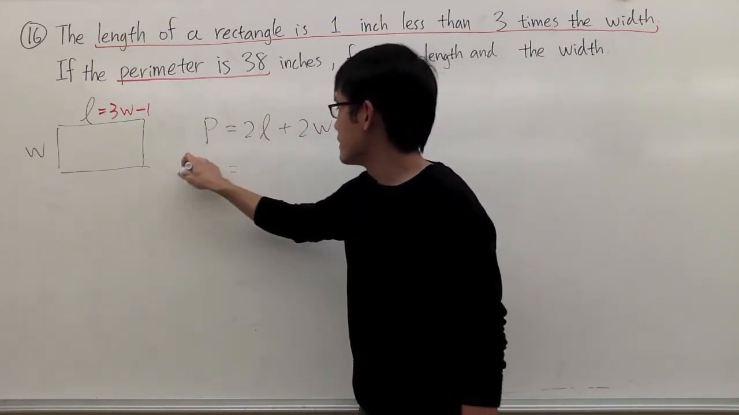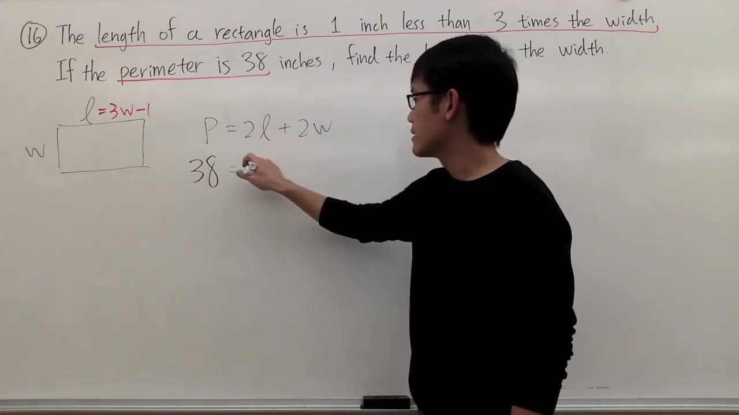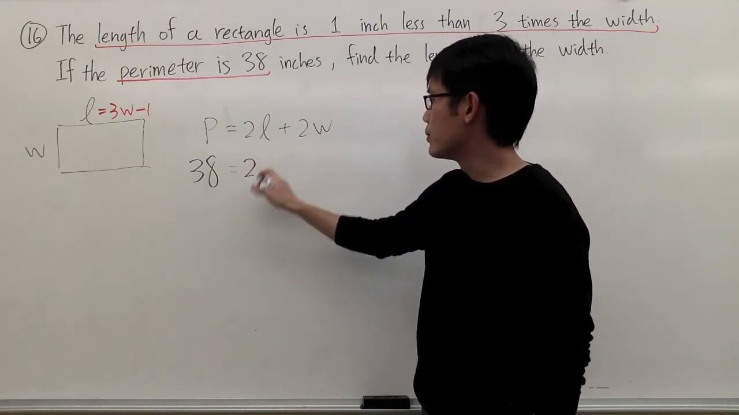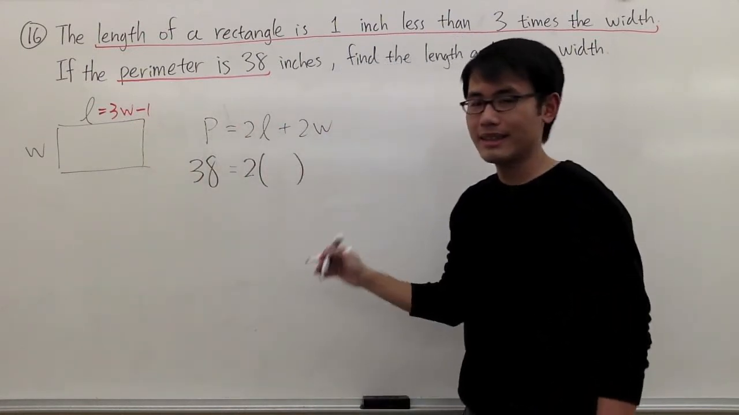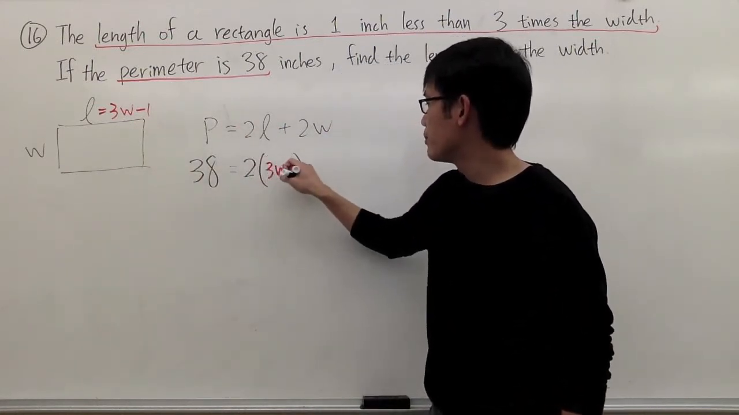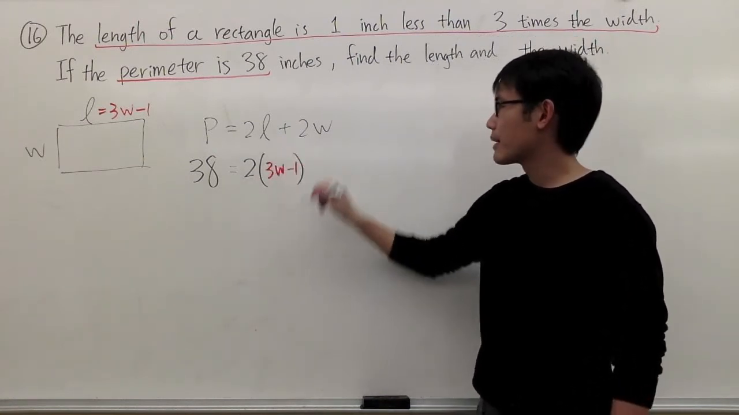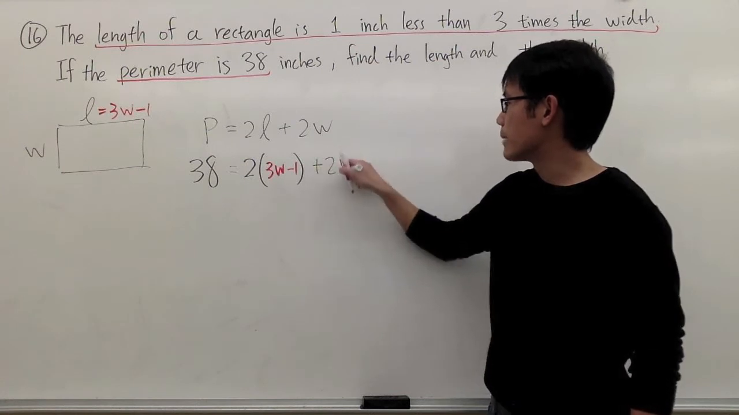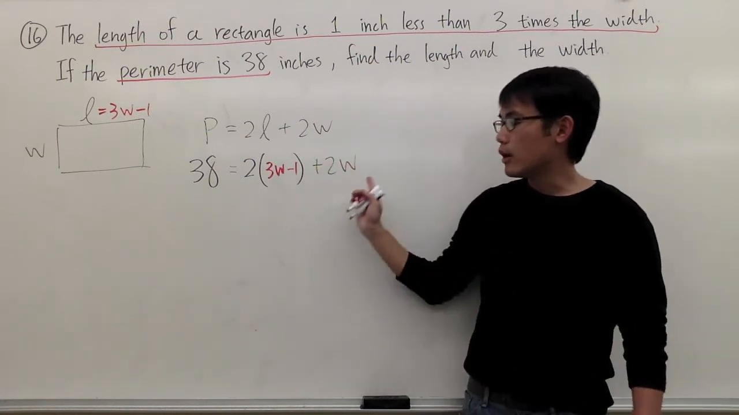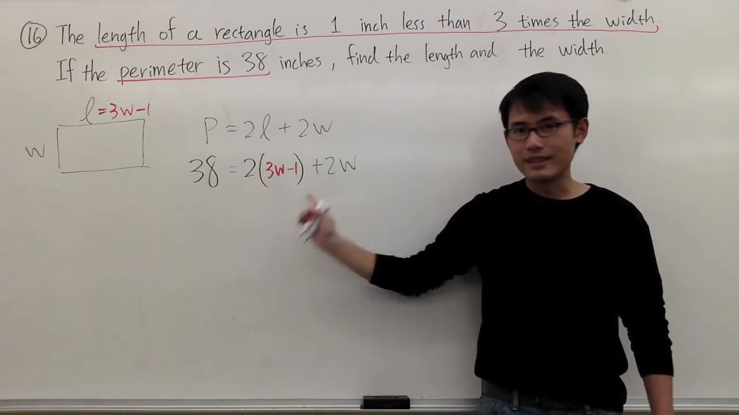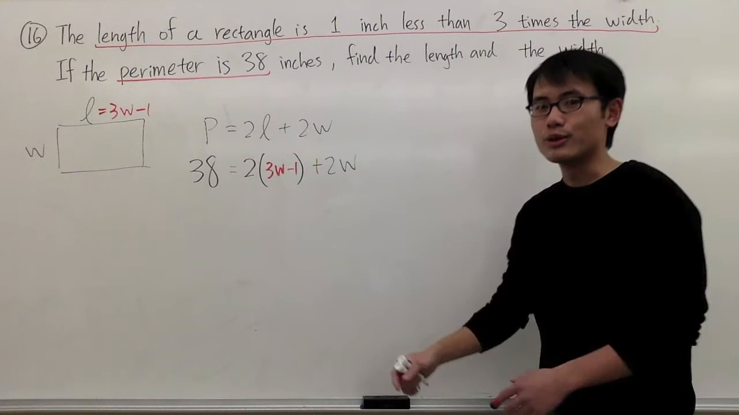Perimeter is 38, and that equals 2 times length. I will just write down 2, and the length is 3w minus 1. 3w minus 1 goes inside this parentheses for the length, plus 2w. And you see, this way, we can come up with an equation that only involves one variable. Okay, that's the most important part in this equation. And then we can just solve this equation normally.